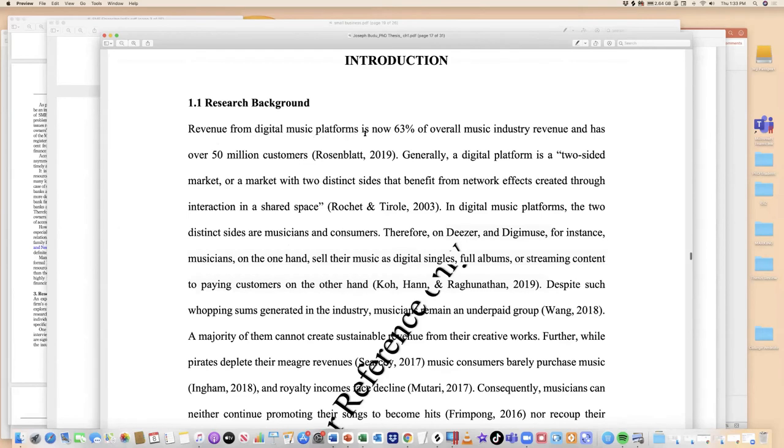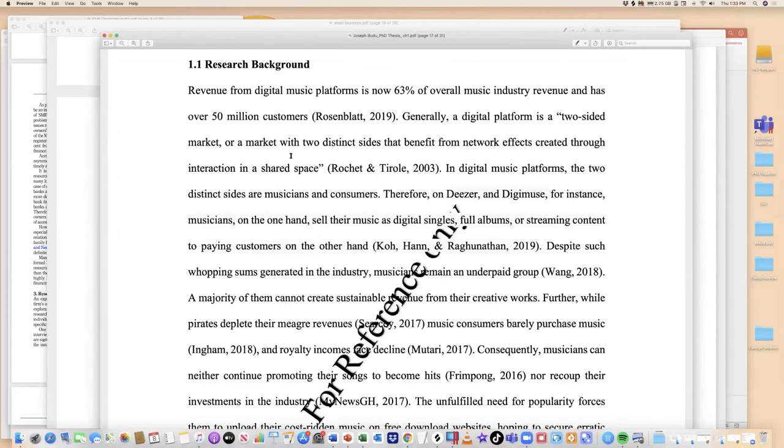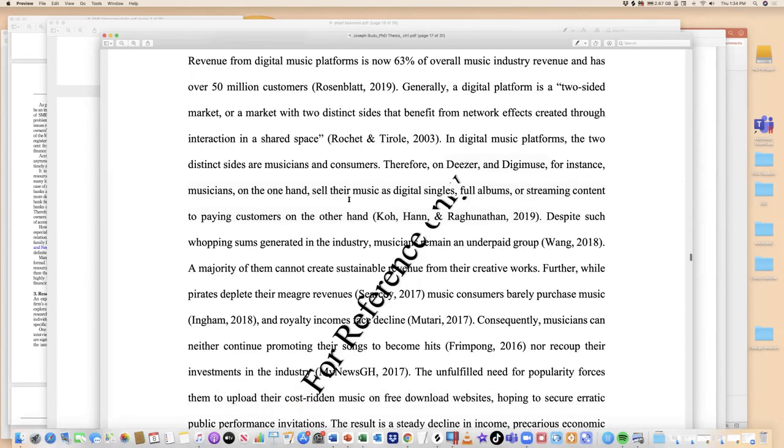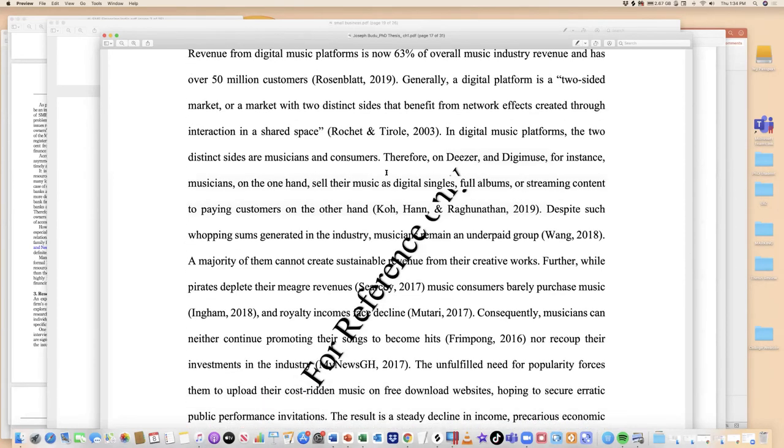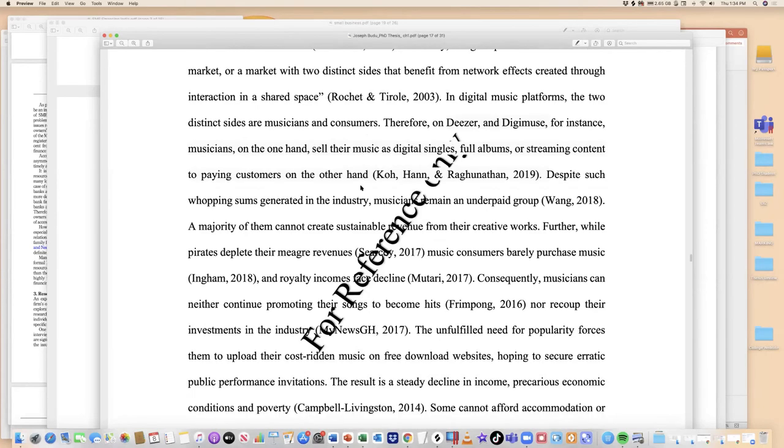Revenue from digital music platforms is now 63% of our music industry revenue and has over 50 million customers. Generally, a digital platform is a two-sided market, or a market with two distinct sides that benefit from network effects created through interaction and shared plays. In a digital music platform, the two distinct sides are the musicians and the consumers. Musicians, on one hand, sell their music as digital singles, albums or streaming content to paying consumers, the customers on the other hand.